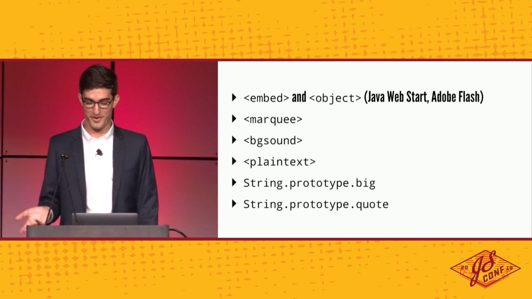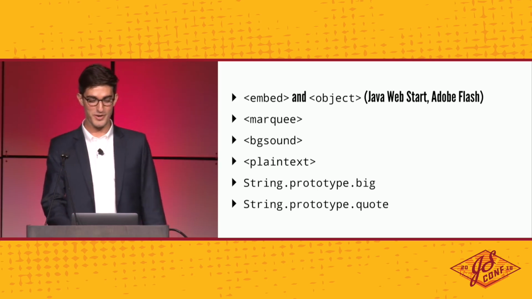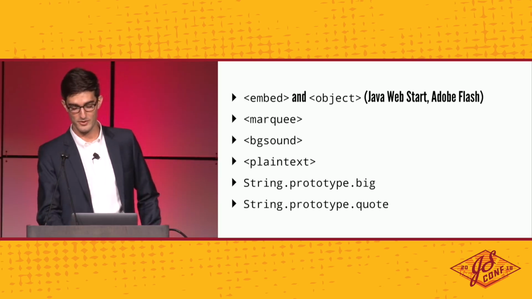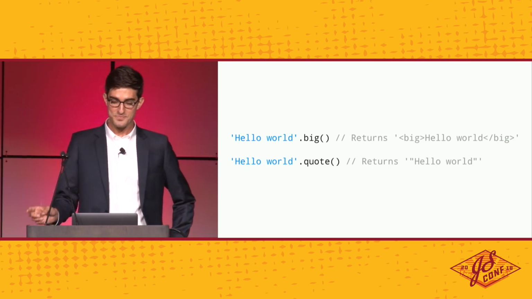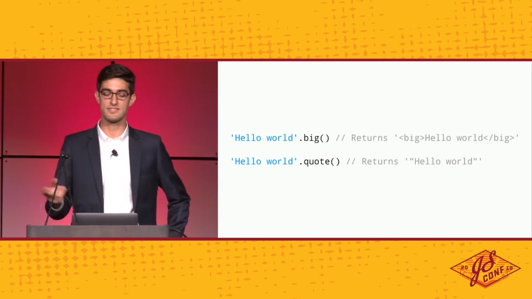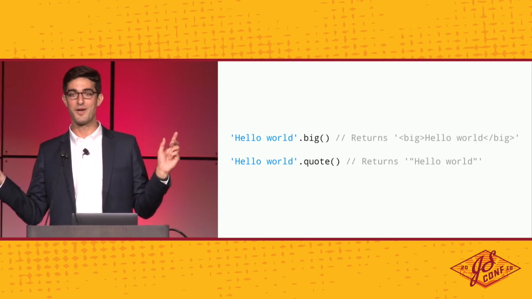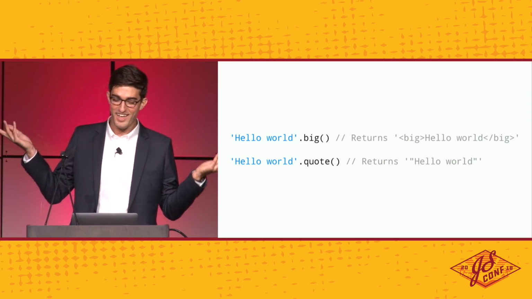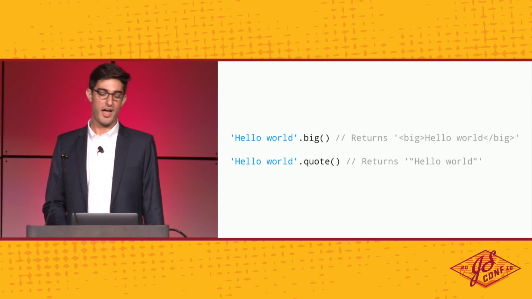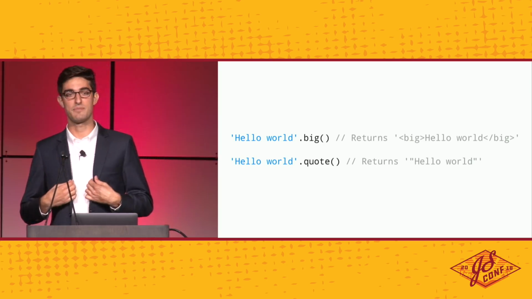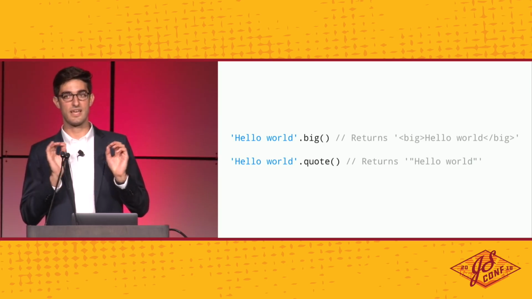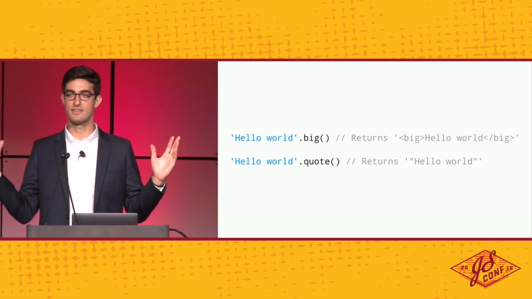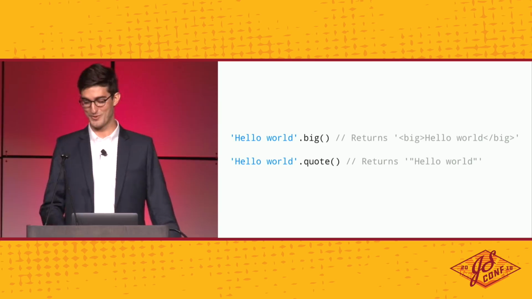I don't know what that's for, but anyway. There's also string.prototype.big and quote, which are not really good for annoying purposes, but they're just silly. If you call big on a string, it just adds a big HTML tag on both sides of the string, and quote just adds double quotes on both sides. I looked up what the big tag does. It actually makes the size of the text one size bigger than the parent div around it. Really useful.